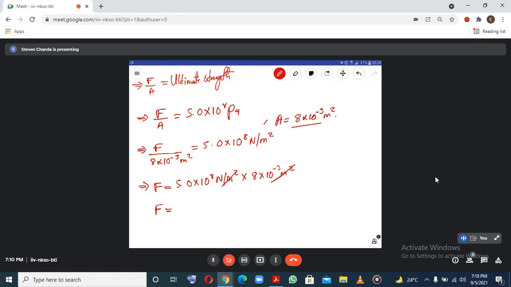Let's look at our value. So you are going to have that, and that's 6 there. So 4 times 10 to the power 6 newtons. So once this force is surpassed, once the force goes above this for this steel bar, it's going to break.